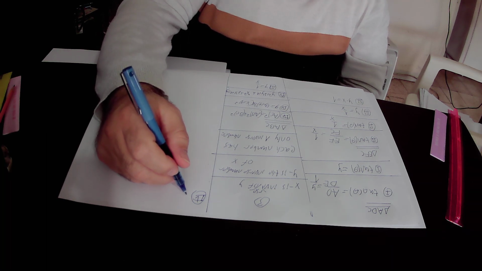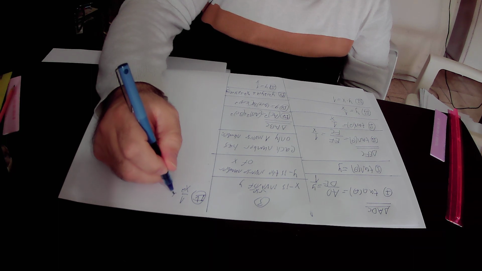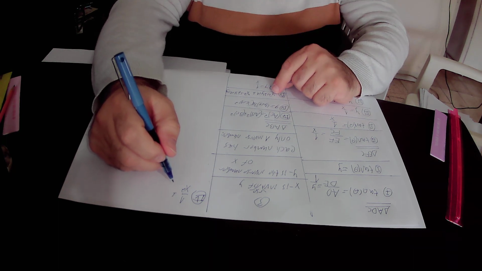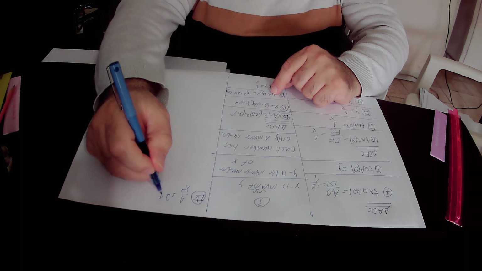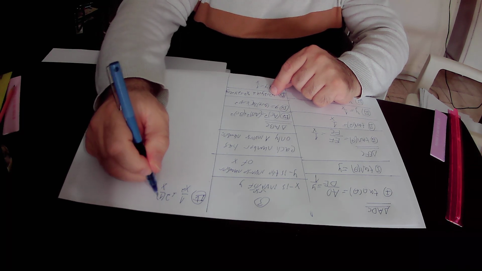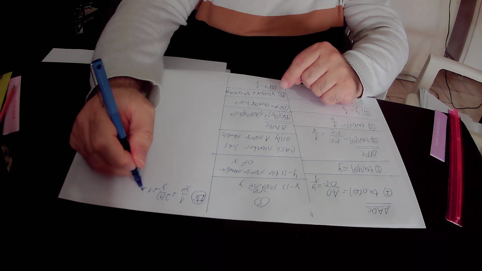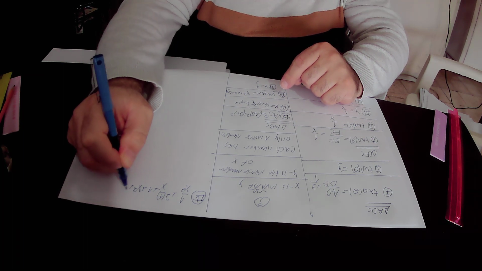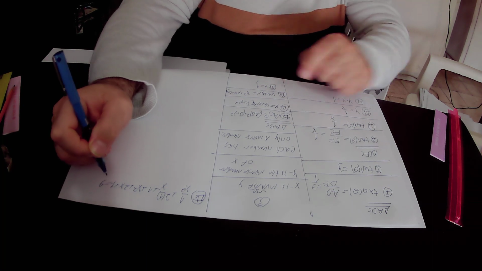y squared, y is 1 over x, so y squared will be equal to 1 over x squared, plus 2y. Y is 1 over x, so it is plus 2 times 1 over x, plus 1, plus x squared plus 2x plus 1 equals 9.